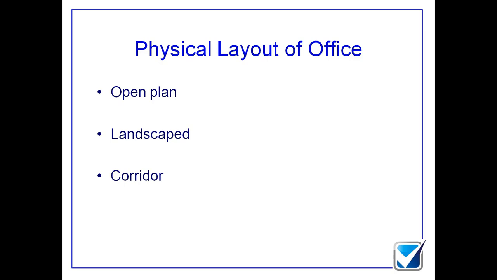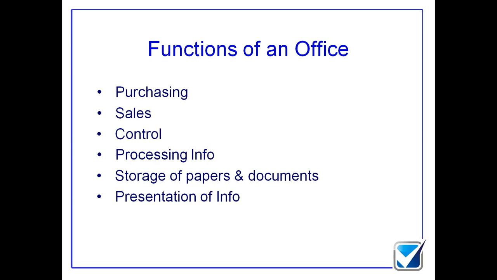Now, the functions of our office will include things such as purchasing transactions, sales transactions, storage of information around these things, an element of control to make sure certain things happen in a certain way, processing that information, then providing that information to other people as well, which will be our presentation. And it has to be presented in such a way that the users of this information will understand exactly what we've done with the information, and they'll understand how to make the best quality decision from it.